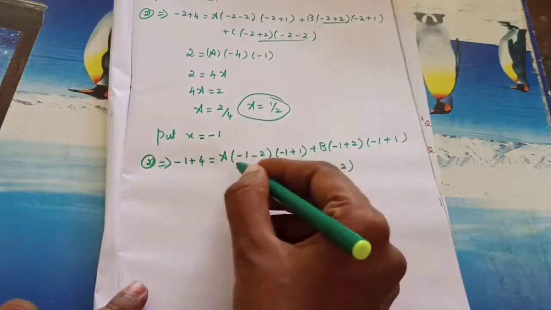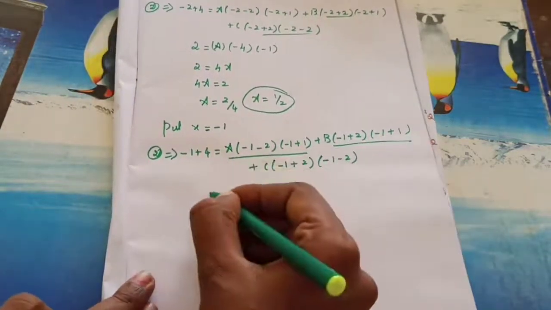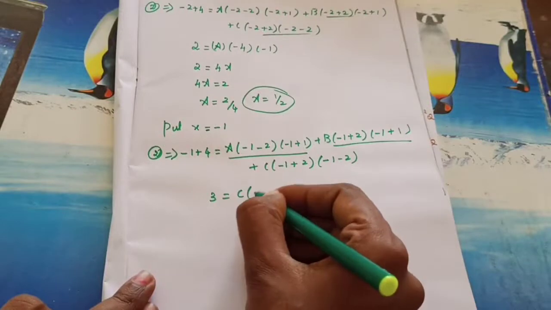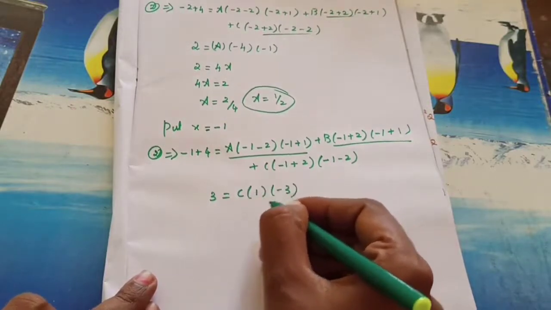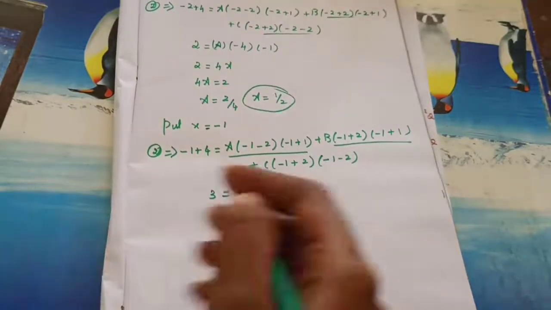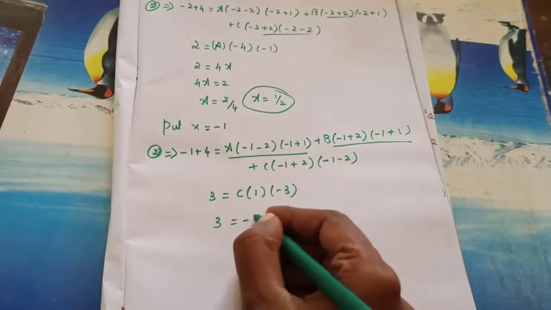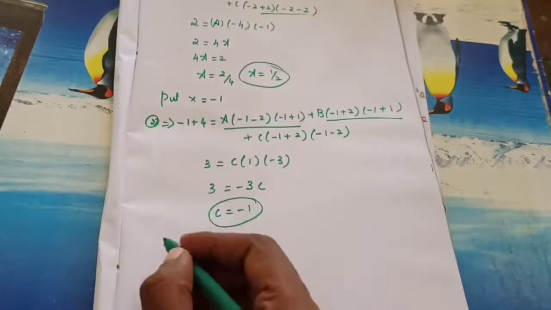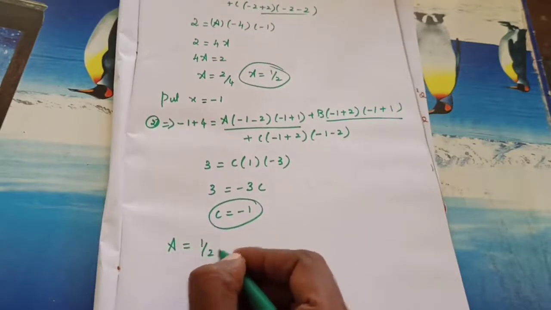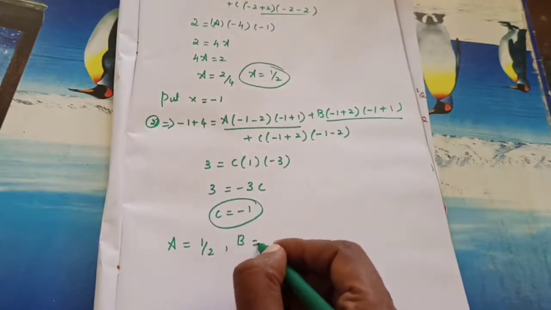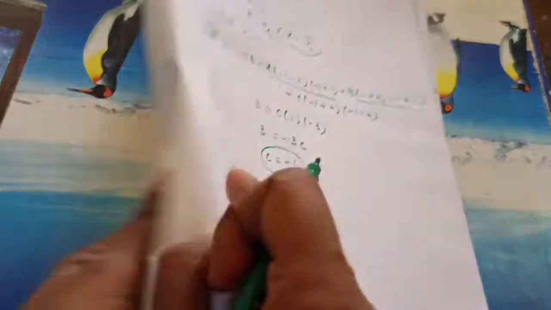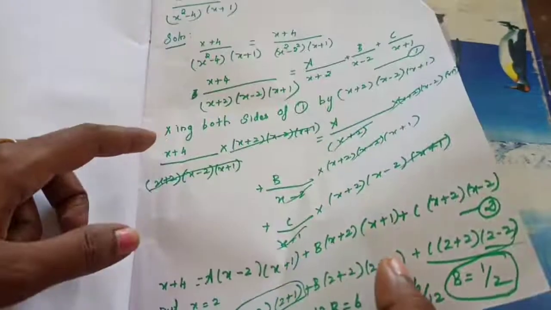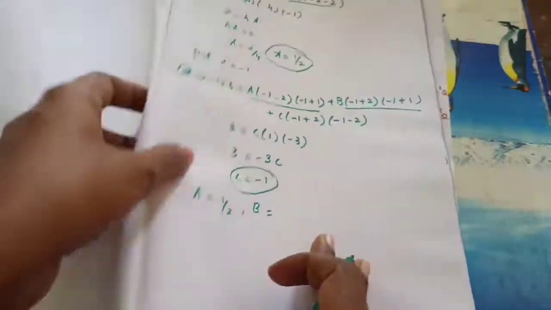Okay. So what will happen? This term will be 0, this term will be 0. So 3 is equal to c into 1 into minus 3. Now c is equal to minus 1. Now what's the a value? a equal to 1 by 2. What's the b value? b equal to 1 by 2.